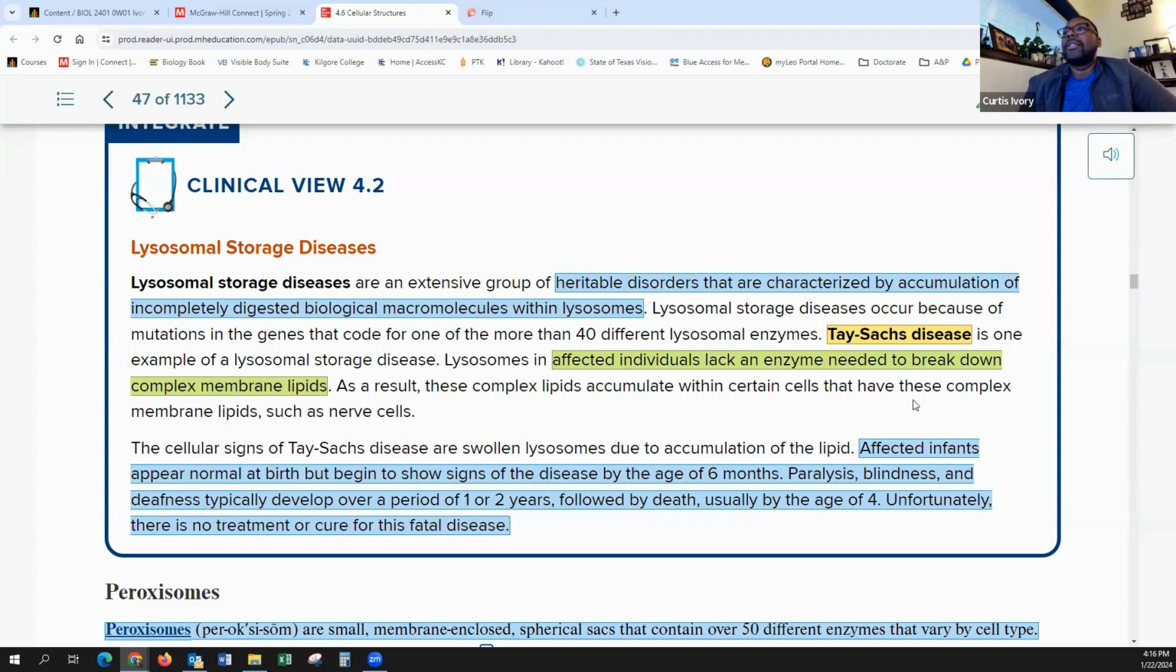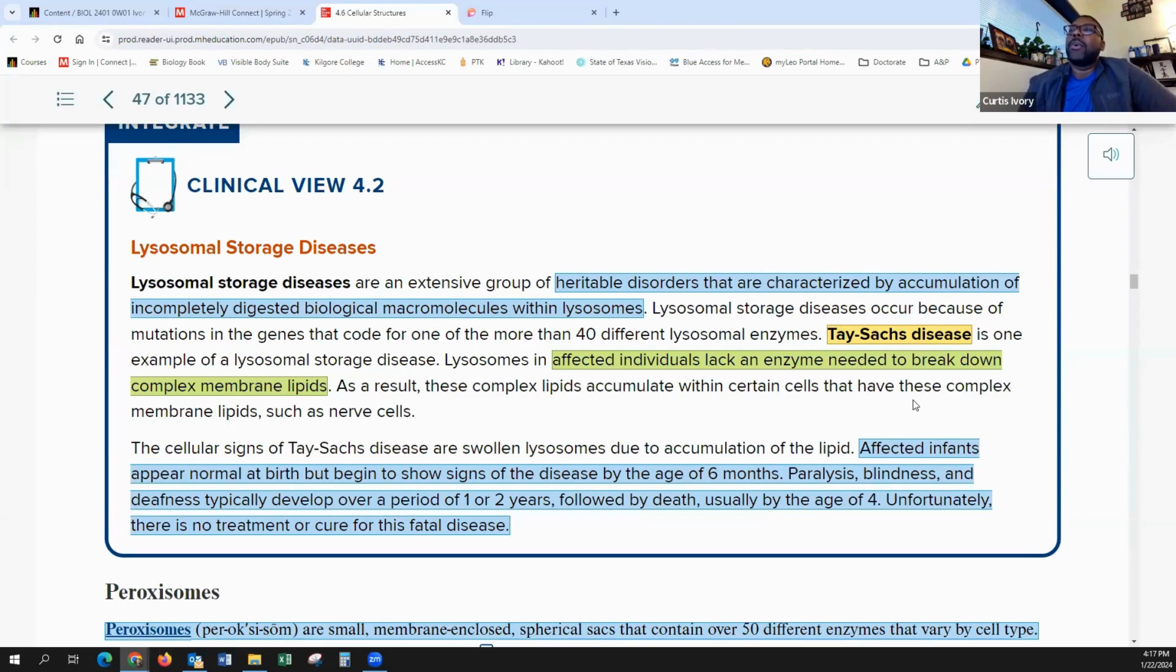Well, this is essentially what happens in Tay-Sachs disease. Affected individuals lack the enzyme needed to break down complex membrane lipids. This is shown in infants that have this disease. They appear normal at first, but they won't start showing symptoms until they are 6 months of age. And typically, unfortunately, by the time they're 4 years old, they usually pass away. And there's actually no treatment or cure for this disease. So Tay-Sachs is actually a really big deal.